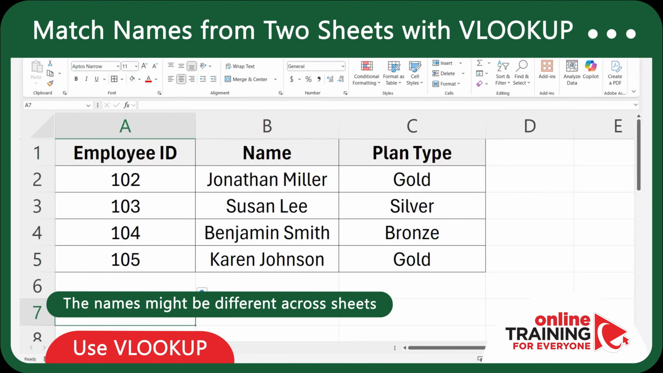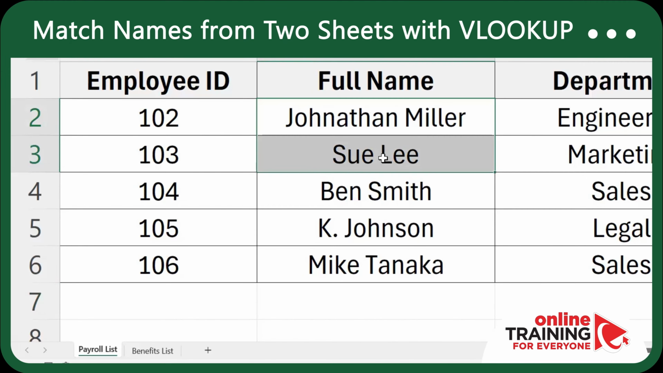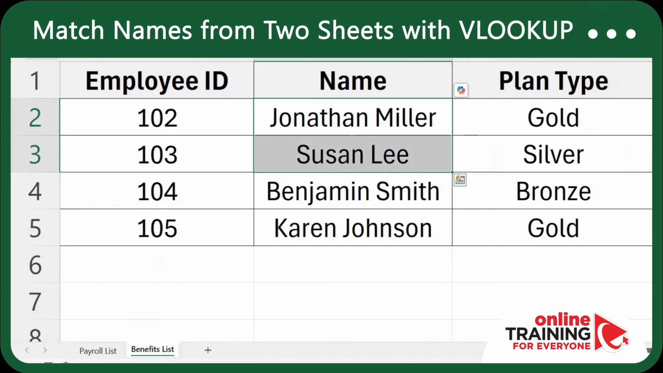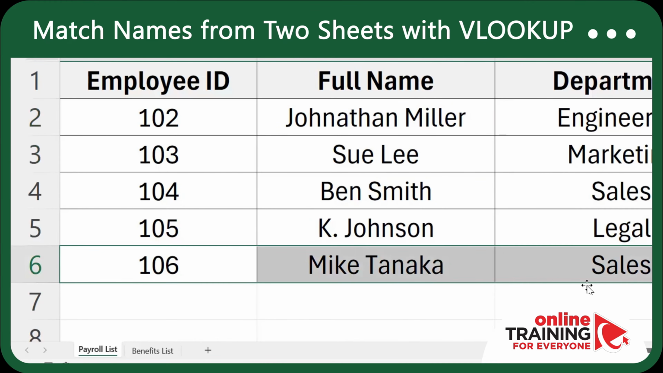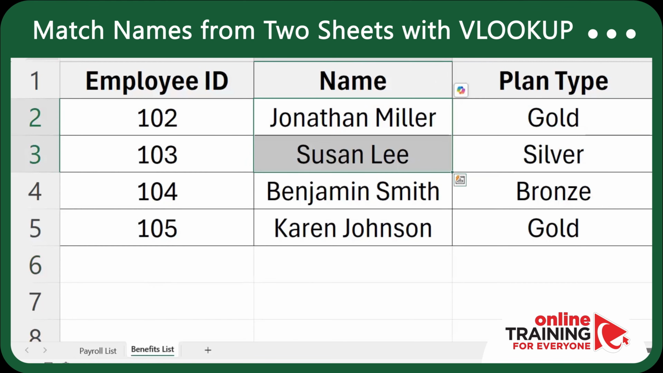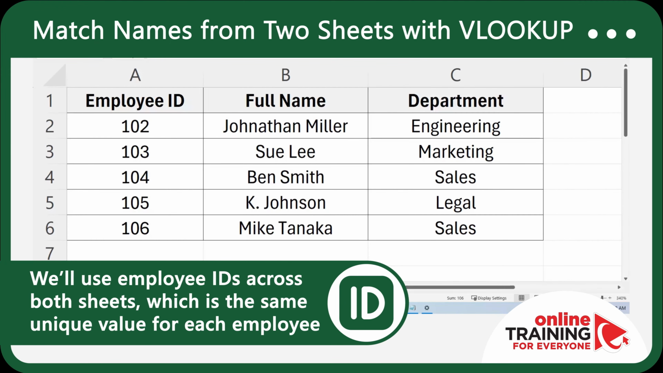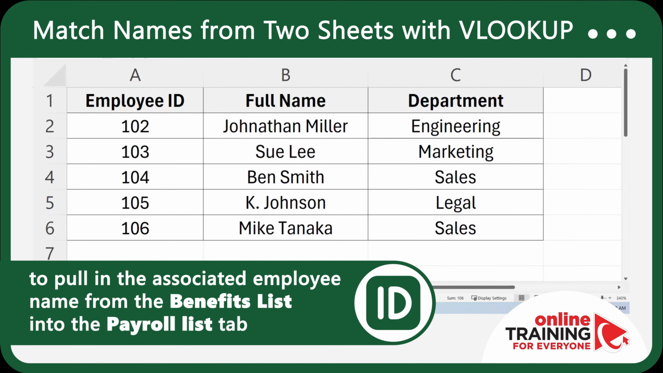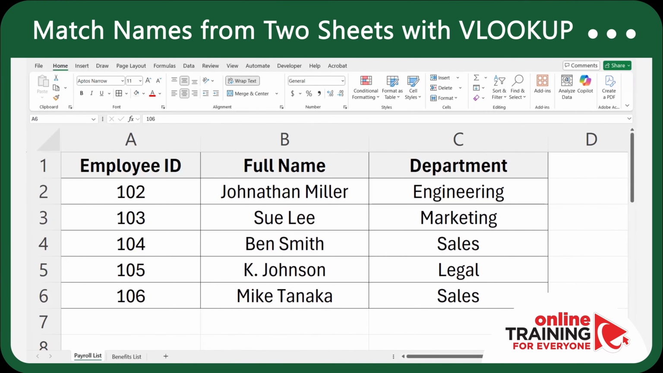The names might be different across sheets, since not everyone who is getting paid gets benefits, and the actual name might be different between the systems. For example, Jonathan Miller and Sue Lee are spelled differently in the payroll list versus the benefits list. And Mike Tanaka doesn't get any benefits. We will use employee IDs across both sheets, which is the same unique value for each employee, to pull the associated employee names from the benefits list into the payroll list tab. And we will do it in 3 simple steps.